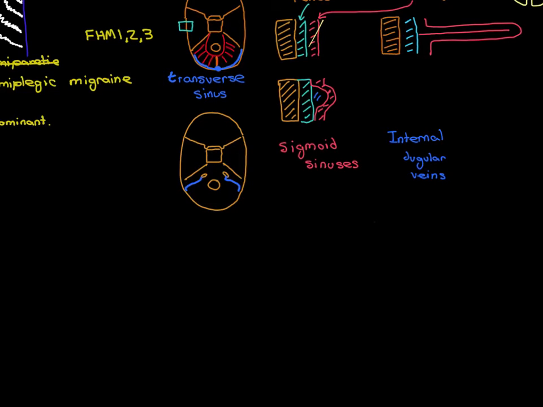Okay, so we've done a lot of dural venous sinuses now. We've done the superior sagittal sinus, the inferior sagittal sinus, the straight sinus, the transverse sinuses, the sigmoid sinuses. I have 3 more to do: the cavernous sinuses, the superior petrosal sinuses, and the inferior petrosal sinuses. So, where are the cavernous sinuses? The cavernous sinuses are either side of the sella turcica.